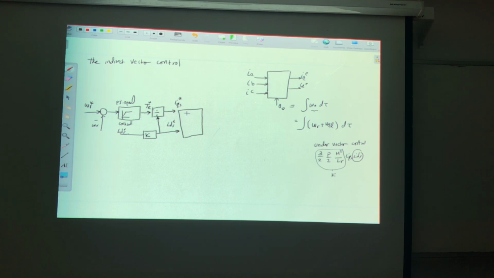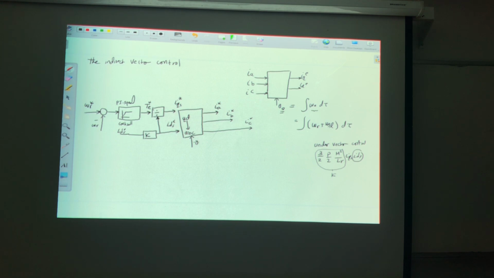So I will do the transformation now from Q, D to A, B, C. Here what I will get is IA as a reference, IB as a reference, and IC as a reference. But simply here, what I need is theta.